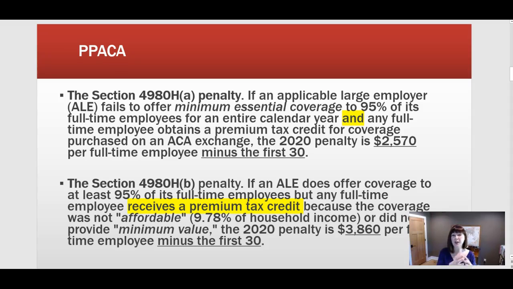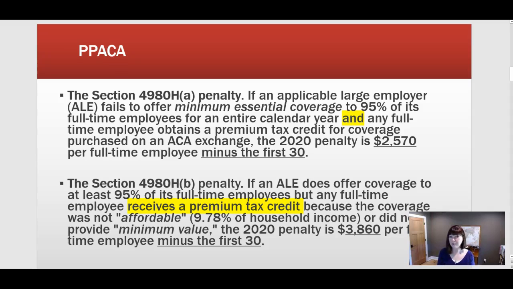So if you fail to provide the minimum essential coverage and somebody goes out and purchases their own health insurance on that exchange, and anybody can do that. Every state has an exchange. Some of them are state run, some of them are federally run, but you can go out and buy your own health insurance on that exchange. Okay, so that's two things.